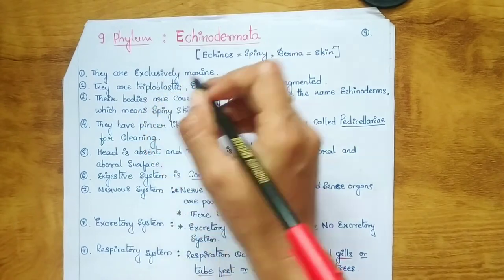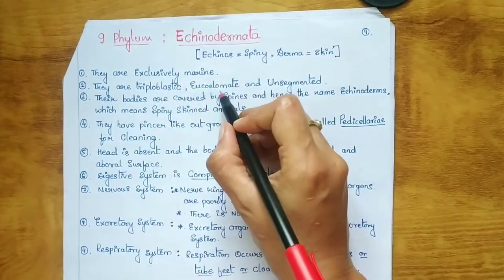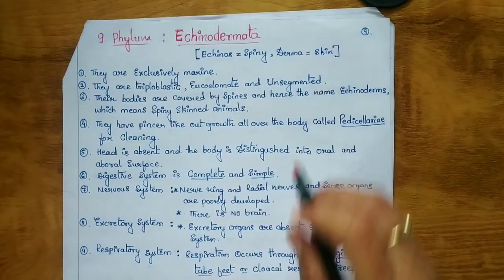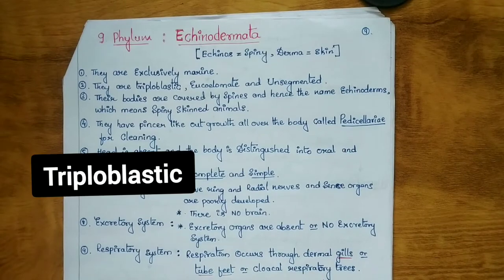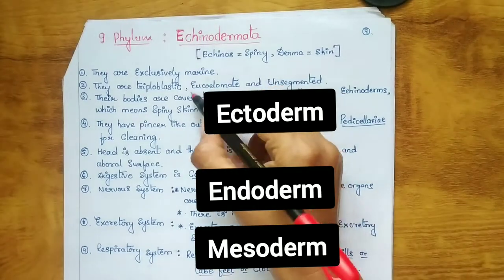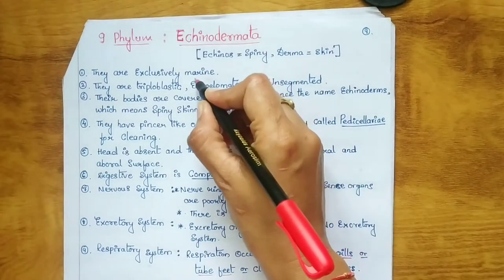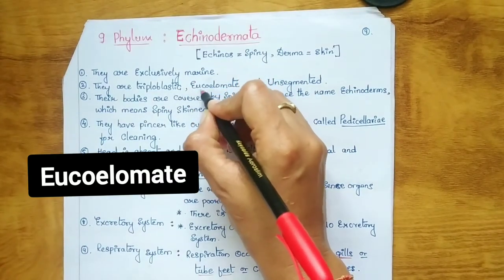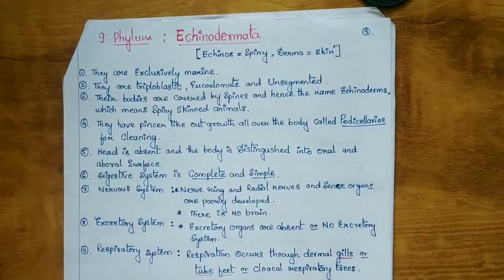They are exclusively marine organisms. Okay, and they are triploblastic, eucoelomate, and unsegmented. Triploblastic means they possess three body layers: ectoderm, endoderm, and mesoderm. And they are eucoelomate, which means they have a true body cavity. Eu means true. That's why they are eucoelomates, or you can simply call them coelomates.